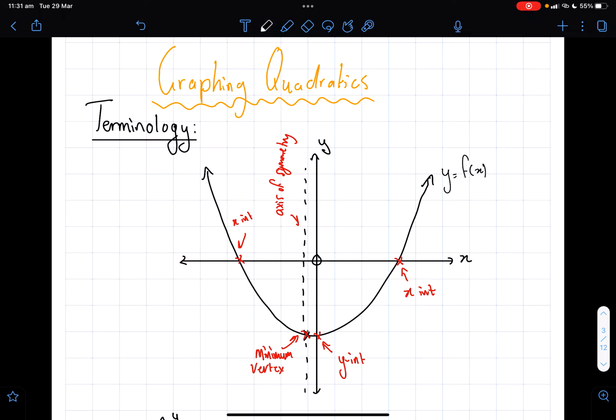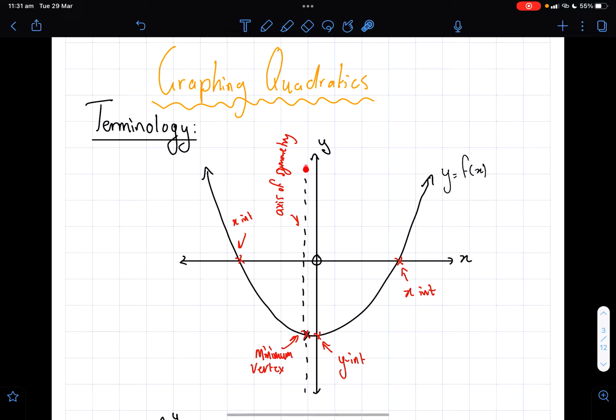First of all though, I just want you guys to be all over a few bits of terminology, okay? So you guys all know x-intercepts and y-intercepts. X-intercepts are when the function cuts the x-axis, y-intercept when the function cuts the y-axis, okay? Couple extra little bits on here.